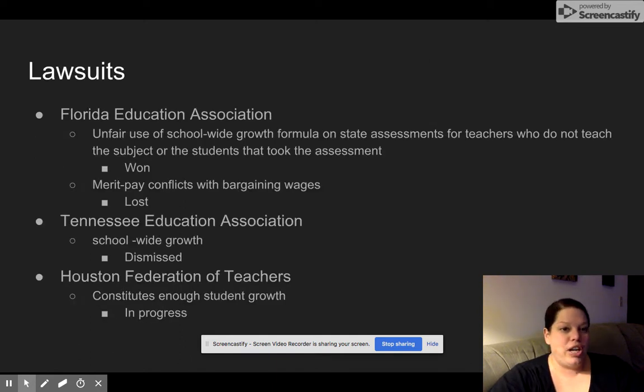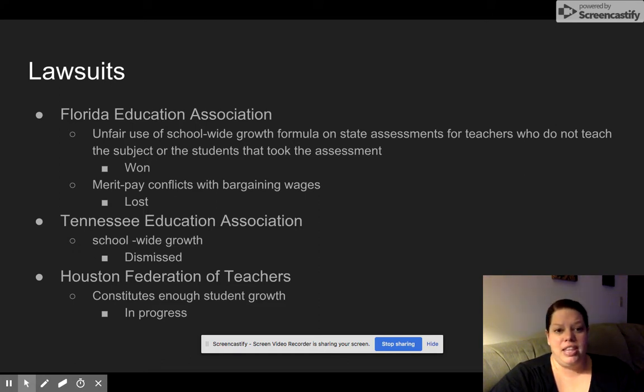When evaluation started to change, we started to see more lawsuits. For example, the Florida Education Association had a lawsuit against Florida saying it had an unfair use of the school-wide growth formula. So for example, students on a math assessment using that growth on a PE teacher or an art teacher, using that school-wide data. And they won that lawsuit.